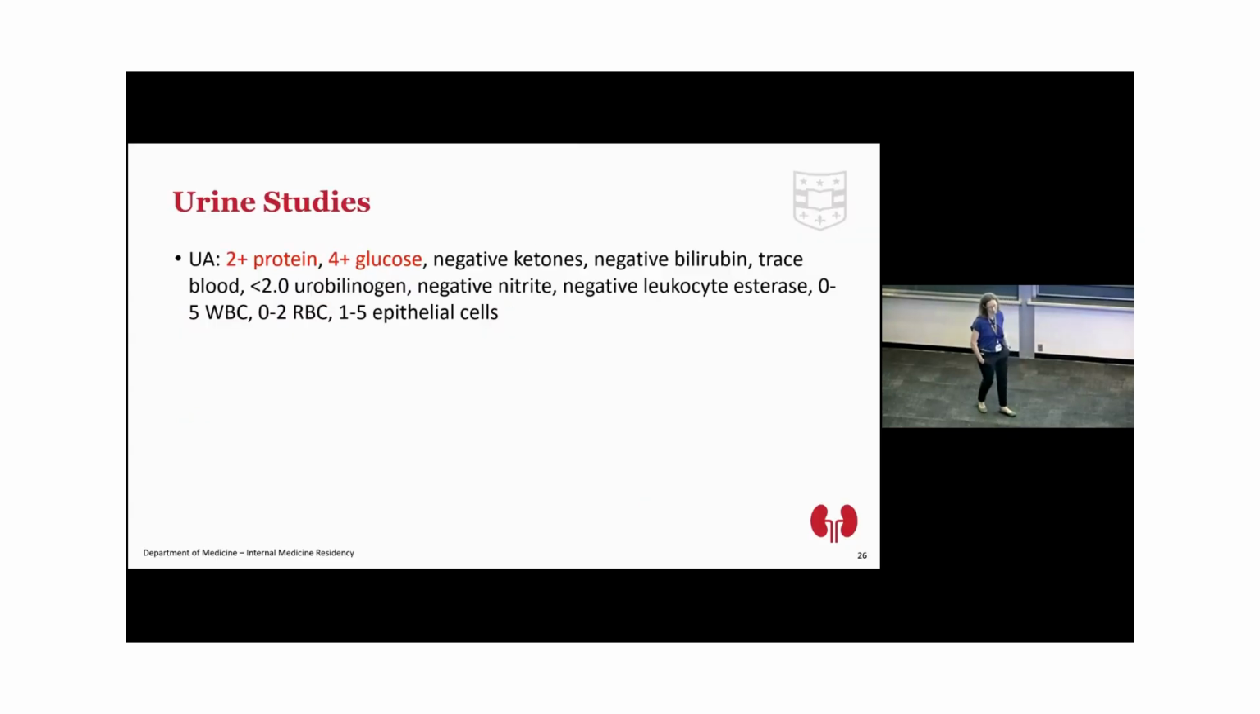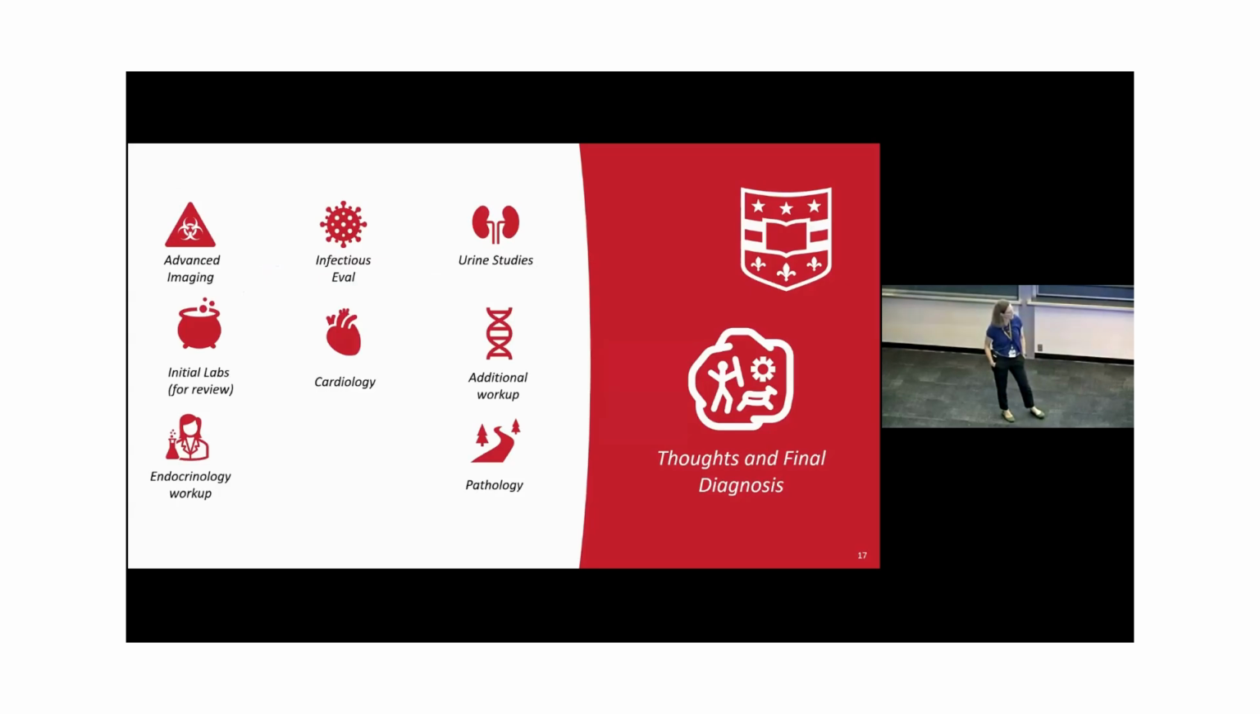Okay, urine studies you got, and this is what it showed. His A1C is 6, interestingly, but he had a lot of glucose in his urine, and he had some protein as well, but otherwise was negative for infection. Okay, so not super remarkable, probably not super helpful. I mean, he does have diabetes, he does have CKD, so I'm not super surprised by this.